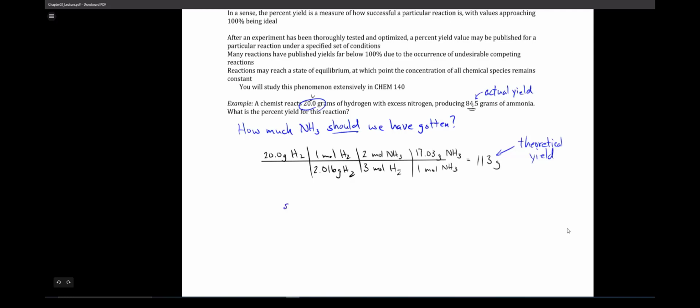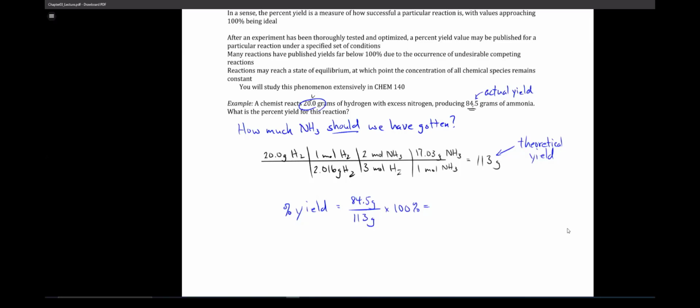Percent yield, which is what we want, is 84.5 grams over 113 grams times 100%. And again, always be prepared to make sure that this must be less than 100%. If it's more than 100%, you've made an error.